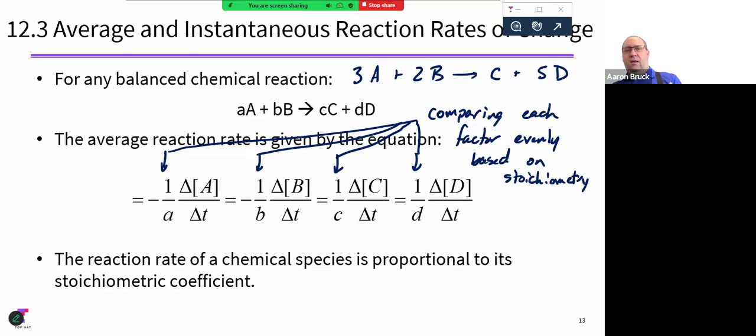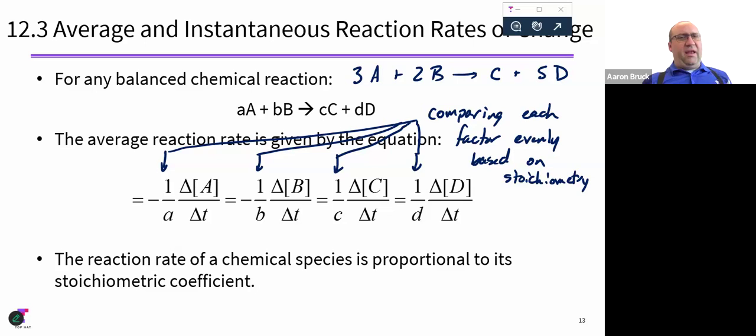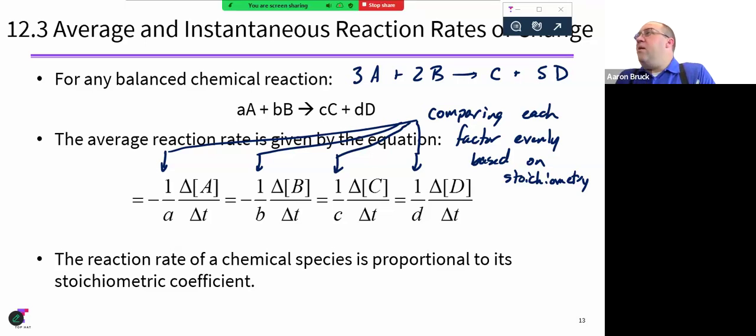So if I know the rate of change for the reaction, I can use that rate of change to figure out what is the rate of appearance of A, or the rate of disappearance of A, or the rate of disappearance of B, or the rate of appearance of D. And it all comes down to the stoichiometry.